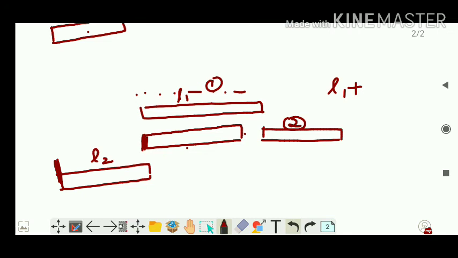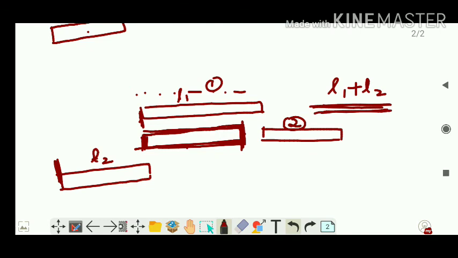So the total length covered by the second train is L1 plus L2. Then only can it cross over the first train. First it has to travel the entire length of the first train. Then this engine part, let's say this is the engine part, has to reach this point, right? So it has to cover its own length. So the distance to be traveled by the second train is L1 plus L2. Clear, right? So the relative distance between the two trains is L1 plus L2, that is 130 plus 120, which is 250 meter, right?